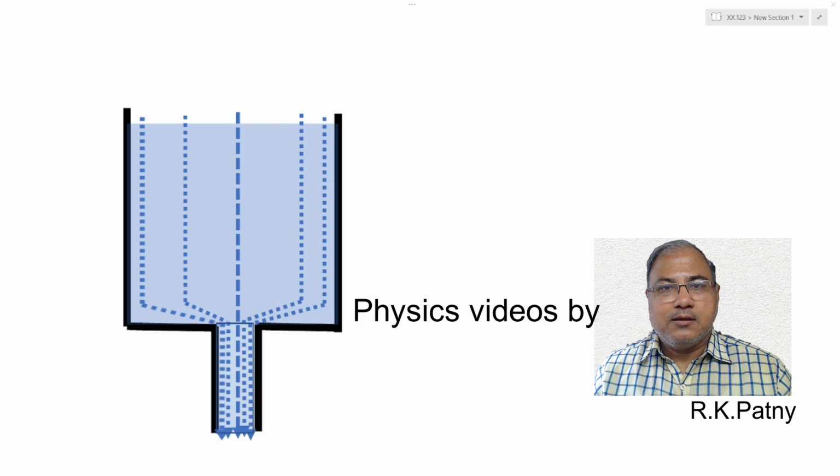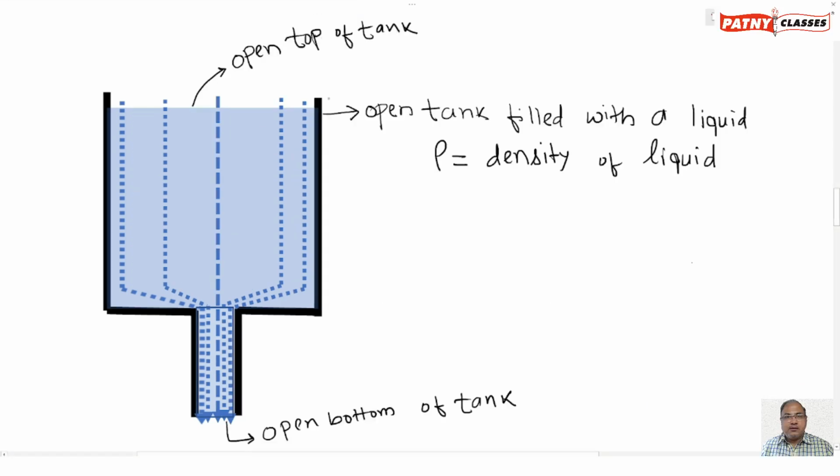liquid is flowing from the broader side of the tank to the narrow side. It is an open tank, and this open tank is filled with some liquid. Let us say rho equals the density of the liquid. This tank has two sides, one is the top, another one is the bottom. Both are open. So open top of the tank and open bottom of the tank.